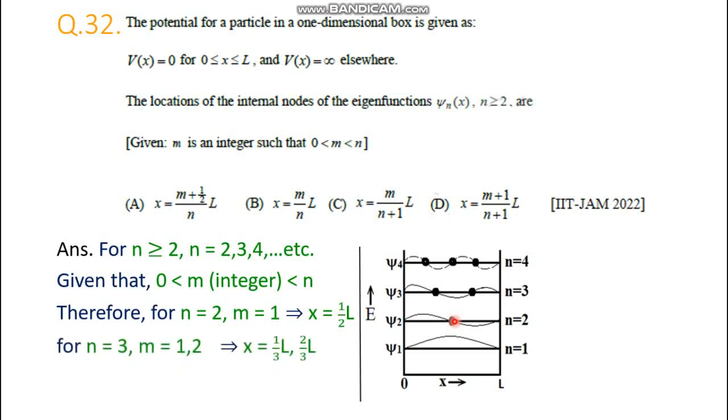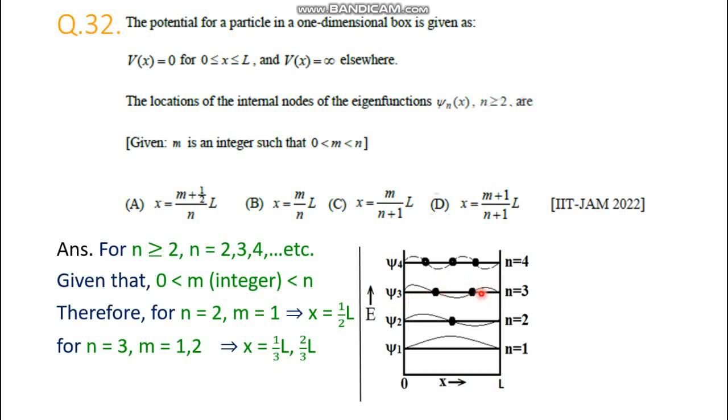Next is n equals 3, and the nodal points are lying at 1/3 and 2/3 distance of the box. Here m follows this condition. If n is 3, then m can be 2 or 1, but cannot be 0, so it should be only 2 and 1. That means m equals 1 and 2. For 1 it is 1 by 3, for 2 it is 2 by 3. So the value of x should be 1 by 3 into L and 2 by 3 into L, and this satisfies this result.